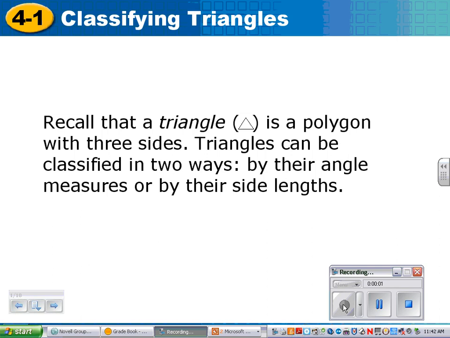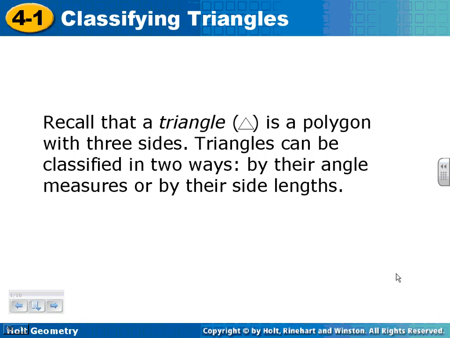Okay, hello. We are ready for our geometry notes. This is 4.1. So we're starting a new chapter, and this chapter is all about triangles. You're really going to learn more about triangles than you ever knew existed.